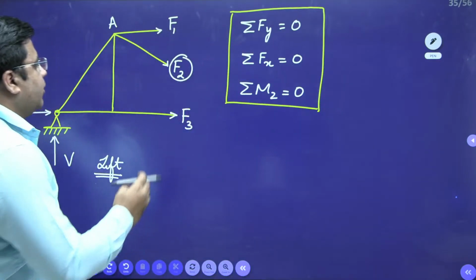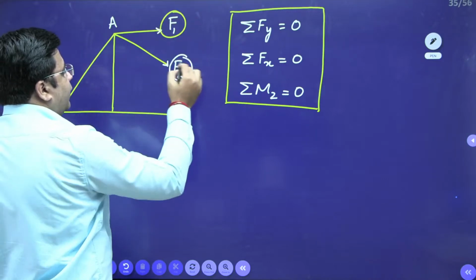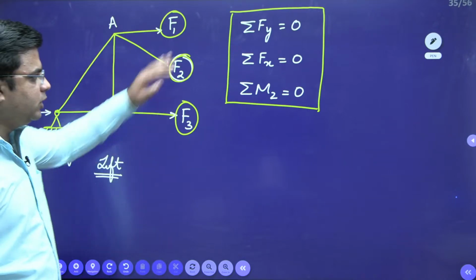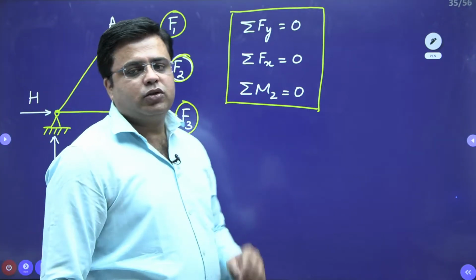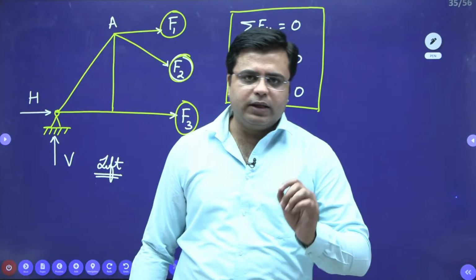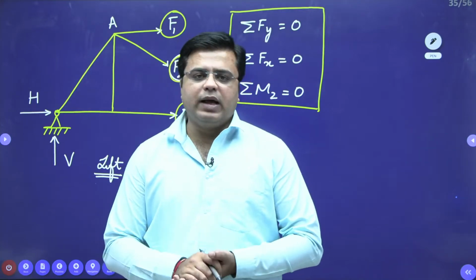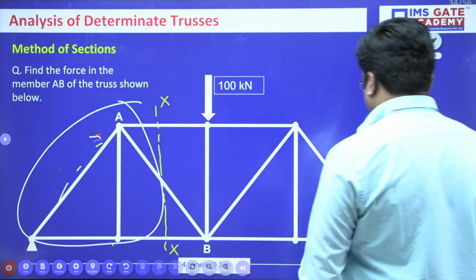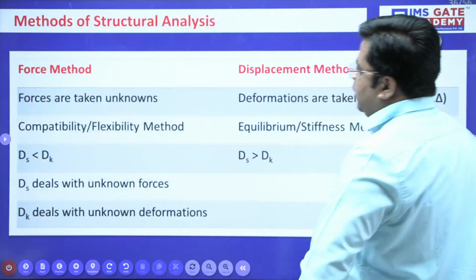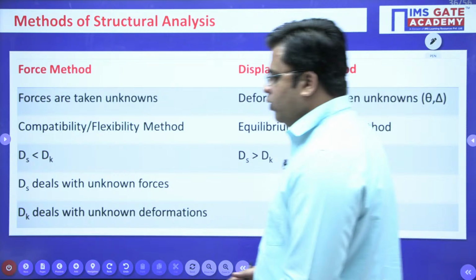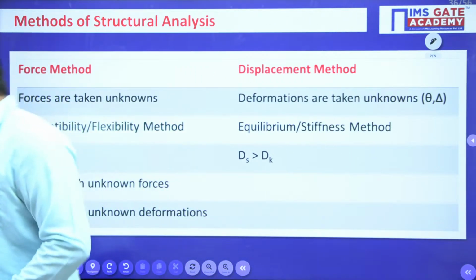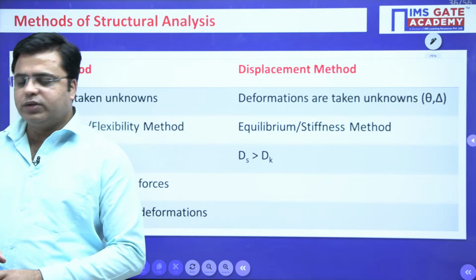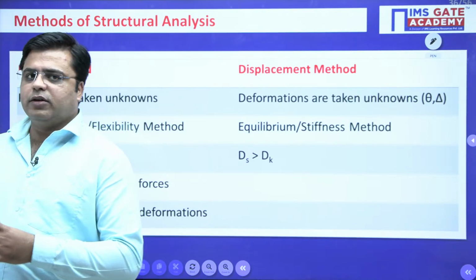Here the unknown forces are F1, F2 and F3. These unknown forces can be calculated using the three equilibrium equations. So the method of sections is preferred over the method of joints when we talk about analyzing any structure, right? Now moving on with this. So this is how you analyze any truss, either using zero force members, the method of joints, or the method of sections.